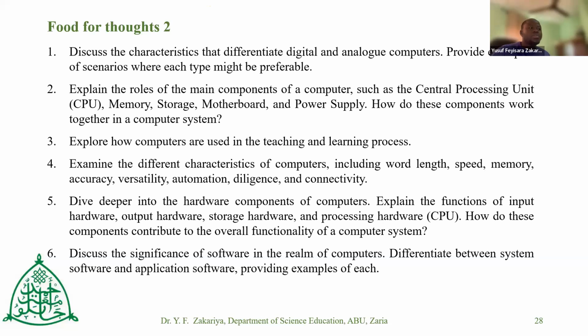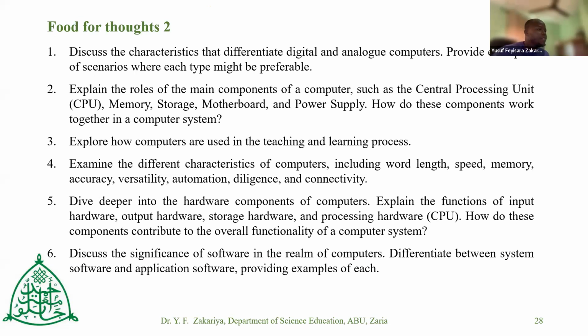Speed, memory, accuracy, versatility, automation, diligence, and connectivity. This is a typical example, a typical question I can ask you in an exam, because now I've specified the characteristics I want you to explain, to examine. I've specified the characteristics I want you to examine, but maybe it is too much for a test or an exam, because now I can see the word length: 1, 2, 3, 4, 5, 6, 7, 8. I can see 8; maybe a maximum of 4 in an exam, not 8.